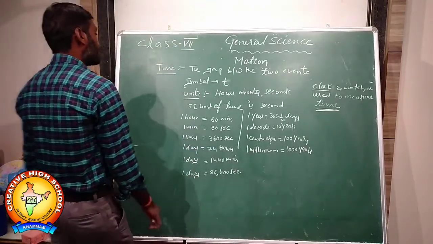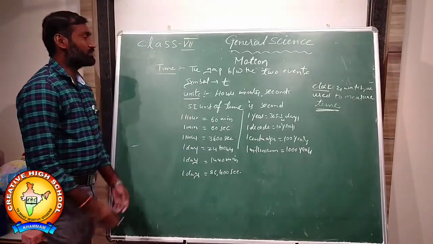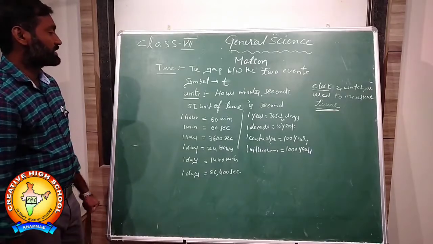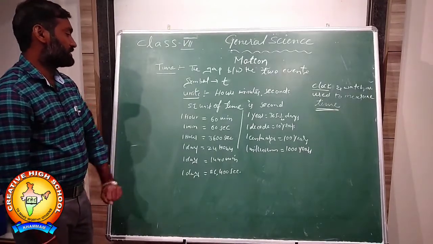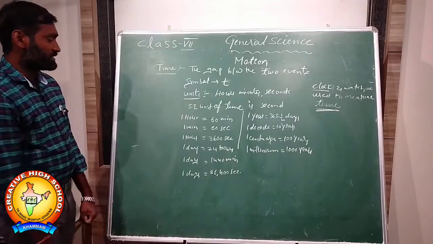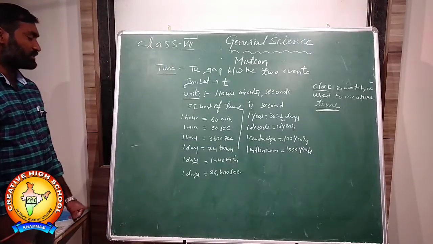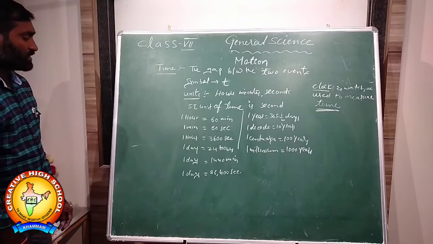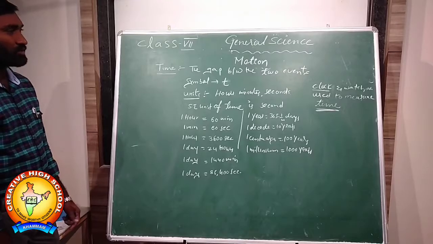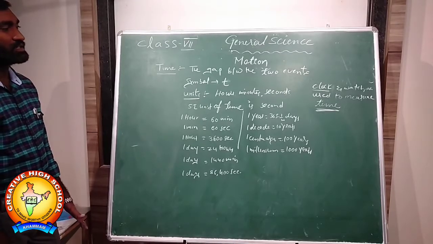Okay. So the gap between two events is called time, and the units are hours, minutes, seconds. The unit of time is second. 1 hour is equal to 60 minutes. 1 minute equals 60 seconds. 1 hour equal to 3600 seconds. 1 day is equal to 24 hours. 1 day is equal to 1440 minutes. 1 day is equal to 86,400 seconds. Clock and watch are used to measure time.